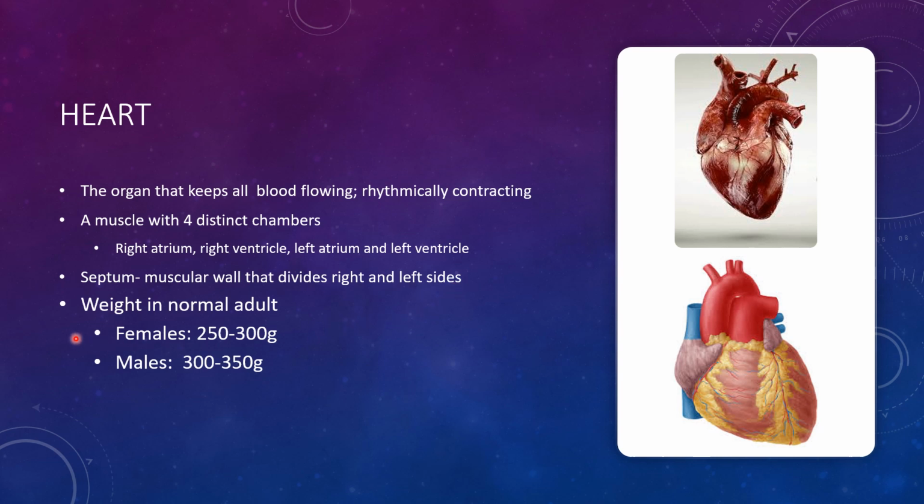And actually, the weight of a normal adult heart in females is 250 to 300 grams. It is mostly like 1/4 kilogram of something. And in males, it is 300 to 350 grams, which measures at least 1/3 of 1 kilogram.